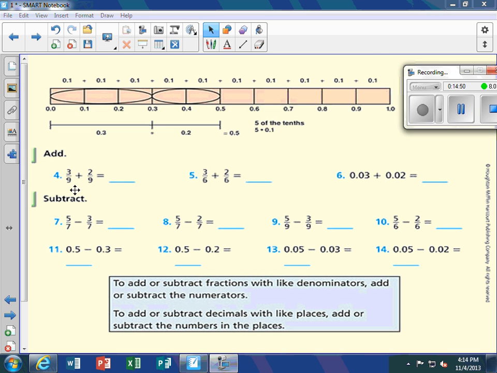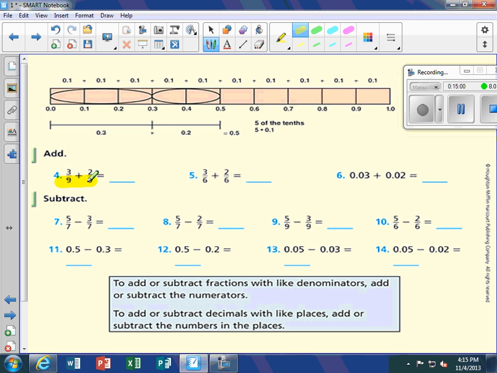In your black notebook, let's do a couple of these. Number 4, 3/9 plus 2/9. Now, because they have like denominators, it's as simple as adding. 3 plus 2 is 5, and the denominator remains the same. 3 plus 2 is 5, and the denominator remains the same. Now, in 0.03 plus 0.02, the 0, the 0, and 3 plus 2 is 5.